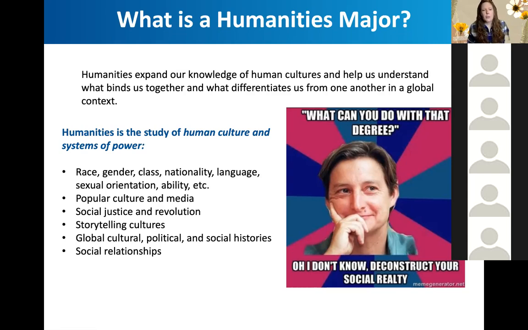Other things that tend to come up frequently are global, cultural, political, and social histories. Thinking about how history informs the present comes up a lot, and ways that we want to reimagine or claim histories that maybe have been silenced or forgotten. Typically it's silenced. We talk a lot about power again. And then social relationships come up a lot in humanities courses. Who are we? Who am I? And how does that put me in a situation to relate to the rest of the world around me and those within my community?